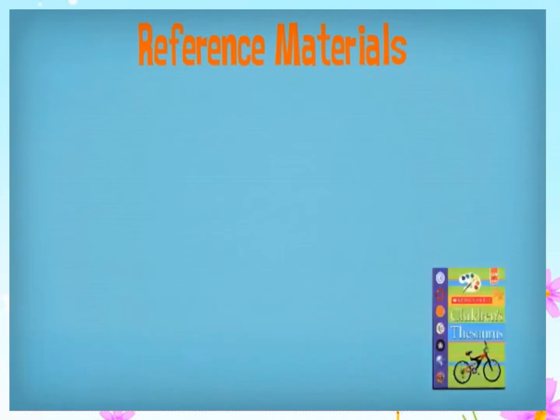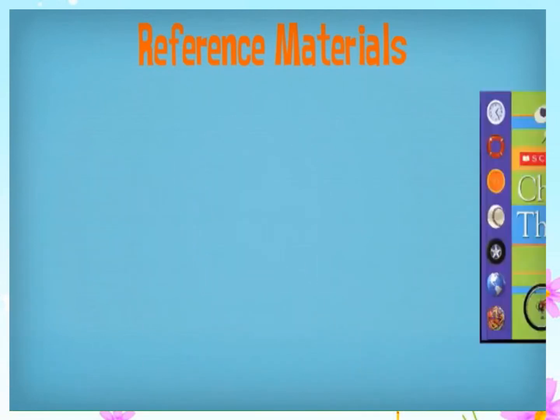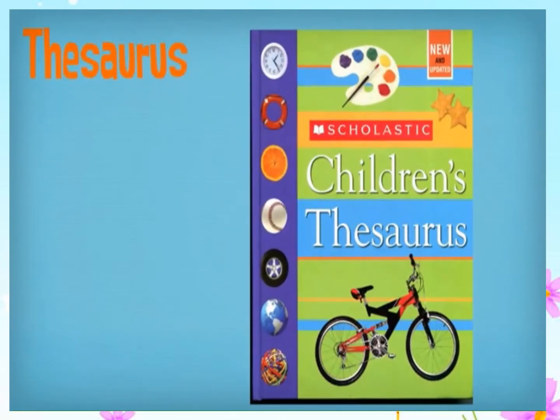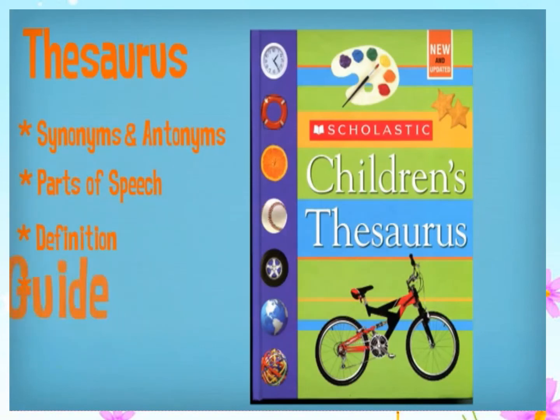The next type of reference material we're going to learn about, and the last one, is the thesaurus. A thesaurus is mainly used for synonyms. Sometimes they can have antonyms. They also tell you the parts of speech, just like a dictionary, and the definitions. They use guide words, and they're in alphabetical order.